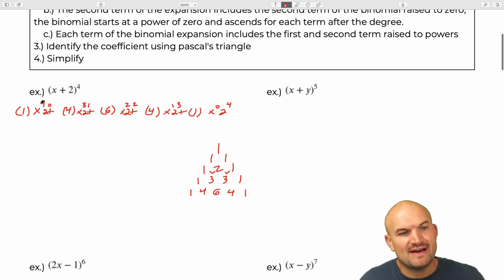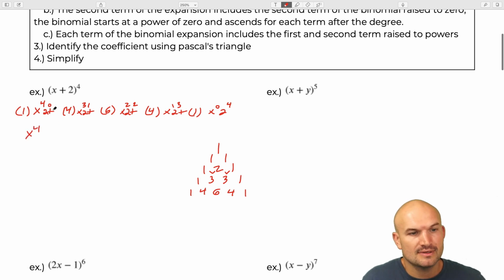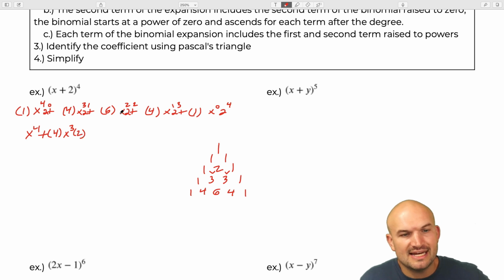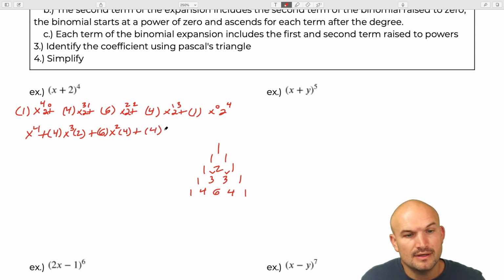So now what we have here is x to the fourth. So 1 times x to the fourth times 2 to the 0, that's just x to the fourth. Then we have 4 times x cubed times 2 to the first. A lot of times it is helpful just to write them out, so you can see this is 4 times x cubed times 2. In this case, we're going to have 6 times x squared times 2 squared, which is 4, so that'd be plus 6 x squared times 4. And then plus here we have 4 times x to the first, and then 2 cubed, that's going to be 8.